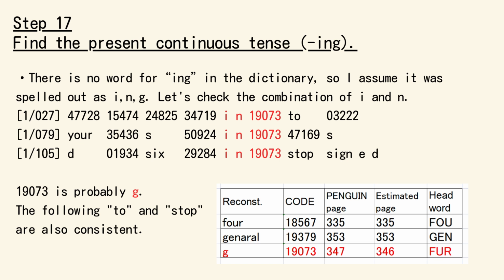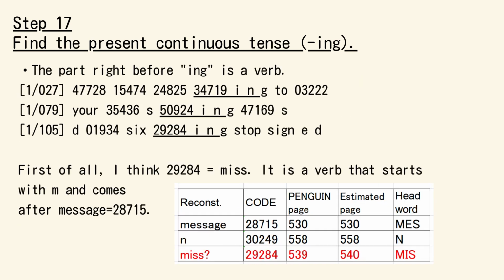Step 17. Find the present continuous tense, ing. There is no word for ing in the dictionary, so I assume it was spelled out as ing. Let's check the combination of I and n. 19073 is probably G. The following, to, and, stop, are also consistent. The part right before ing is a verb. First of all, I think 29,284 equals miss. It is a verb that starts with M and comes after message equals 28715.